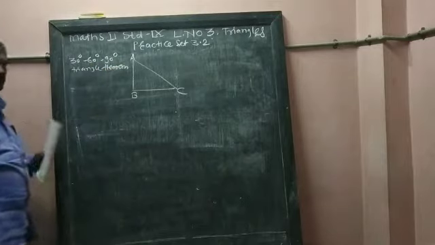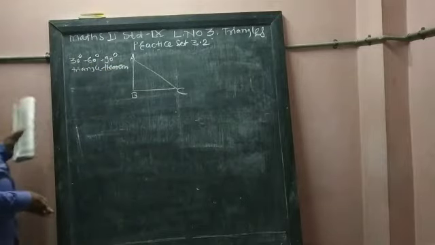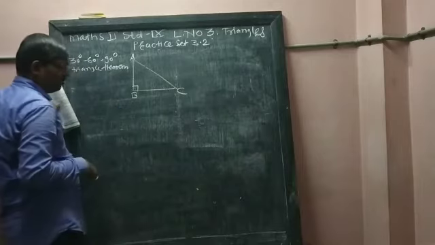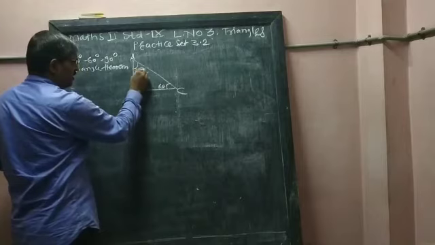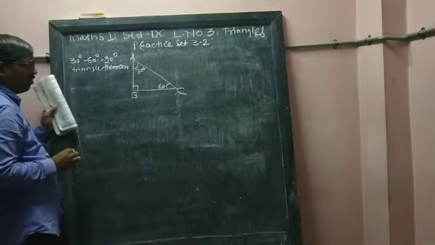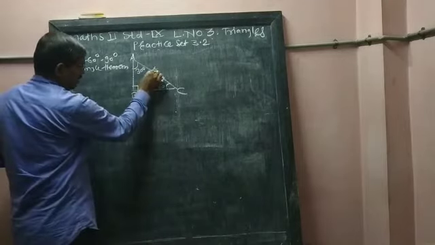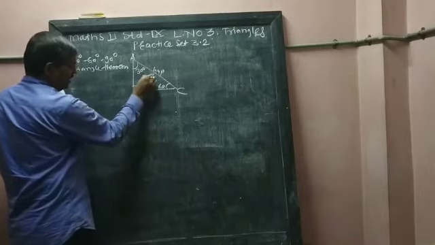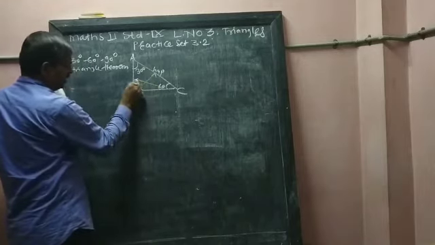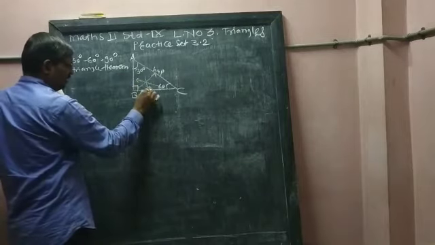These theorems are very important for 10th standard. Look here, this is angle B is equal to 90 degree. Suppose angle C is equal to 60 and angle A is equal to 30. Then what happens? This is hypotenuse. 90 degrees opposite side is hypotenuse. Now 60 degrees opposite, and this is 30 degree BC.